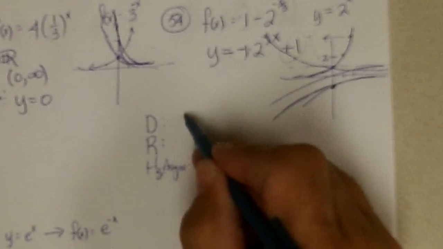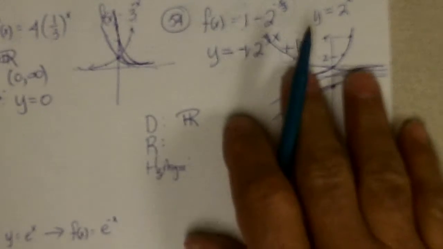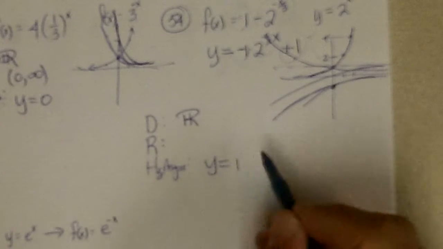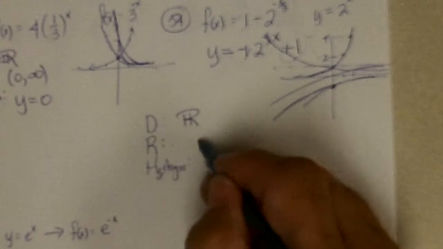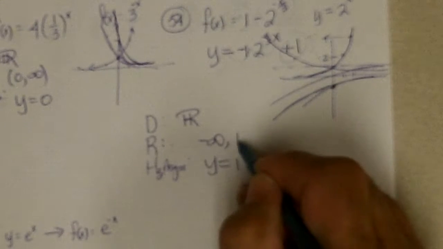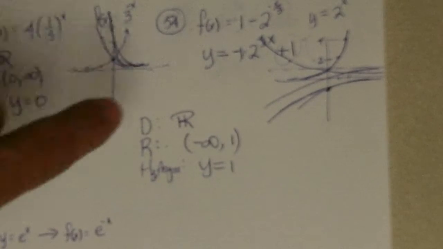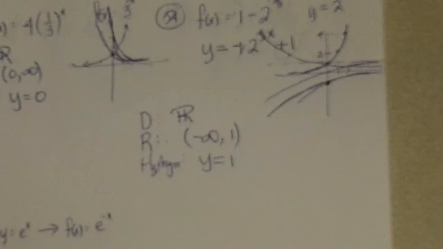So the domain, we can still go from negative infinity to infinity, all reals. The range, it's moved up, the asymptote is at y equals 1, so the range is from 1 down, so we go from negative infinity up to 1. Quite a few changes in there, all the transformations, little tricky to do.